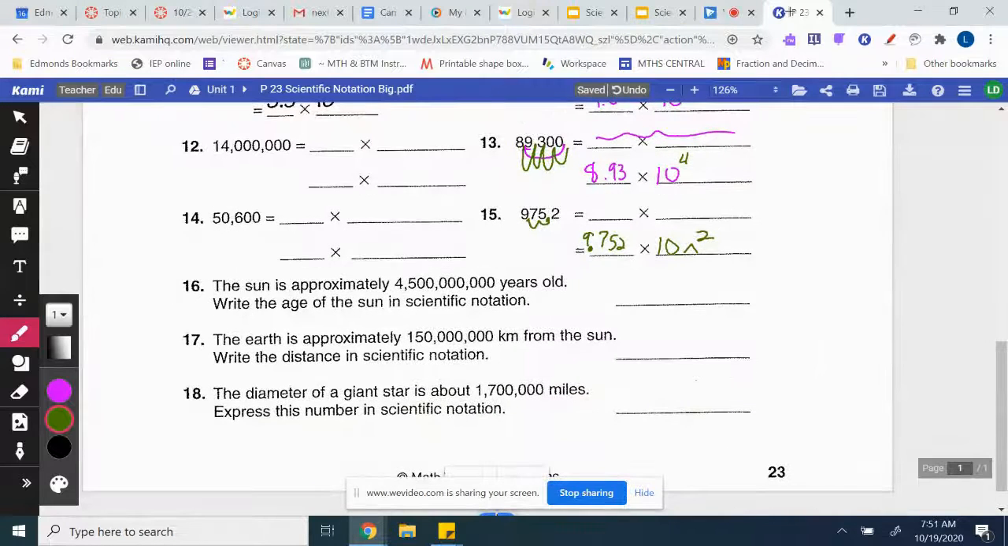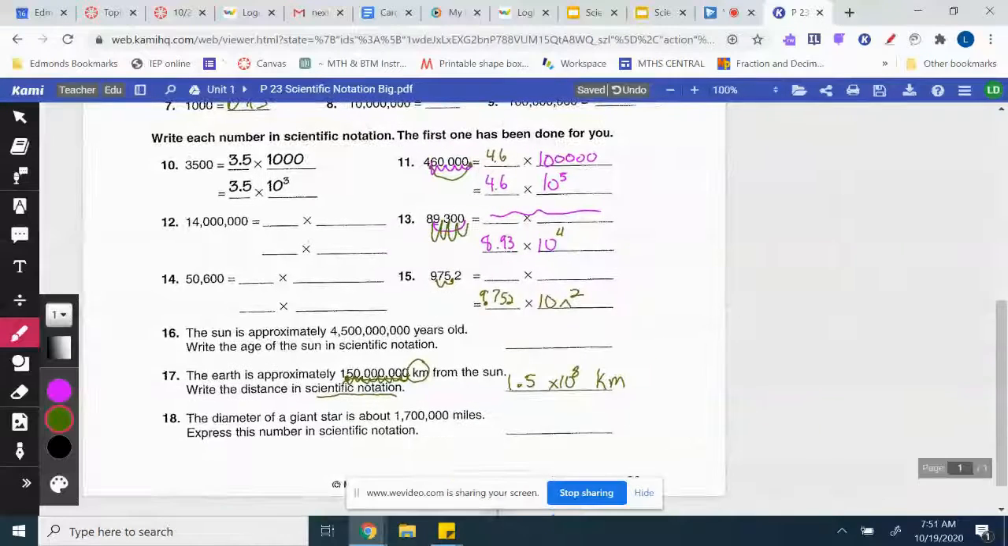The Earth is this far away from the Sun. That's a long way. Write it in scientific notation. So my decimal goes here, so it's 1.5 times 10. Now I've got to count how many jumps I did. Ready? 1, 2, 3, 4, 5, 6, 7, 8. 10 to the 8th power. And don't forget to label it. Here's our label: kilometers. Go ahead and do the evens and let me know if you have questions.